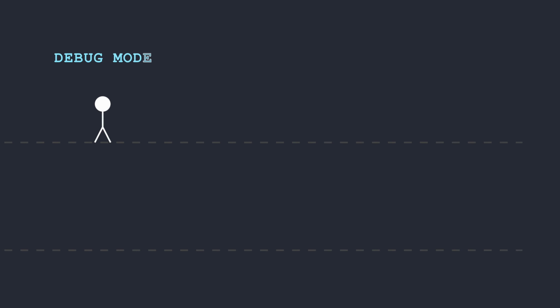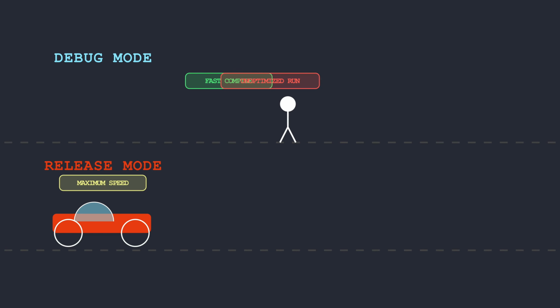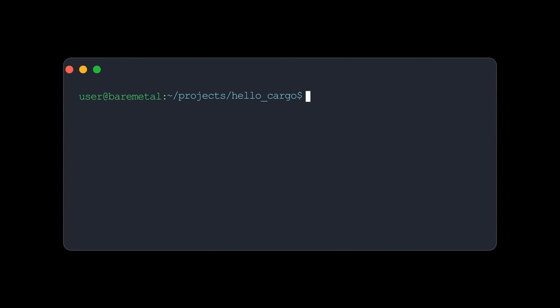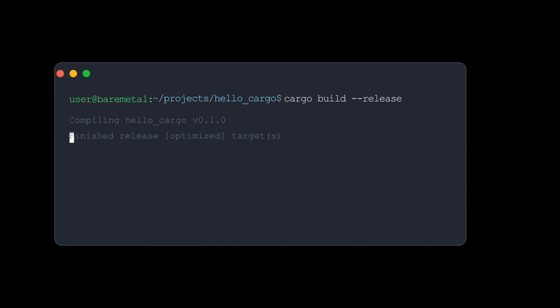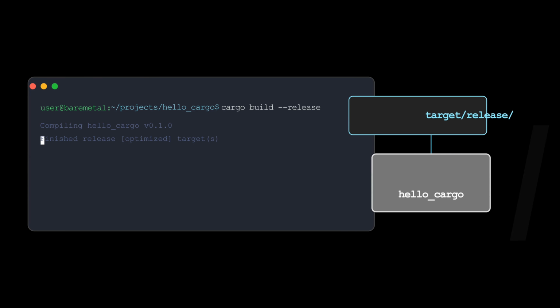So far, we have been building in debug mode, which compiles incredibly fast but runs a bit unoptimized. When your app is completely finished and ready for release, you want maximum speed. To get that speed, run cargo build --release. Rust turns on heavy optimization. It takes slightly longer to compile, but it produces a blazing fast binary locked away inside the target/release folder.